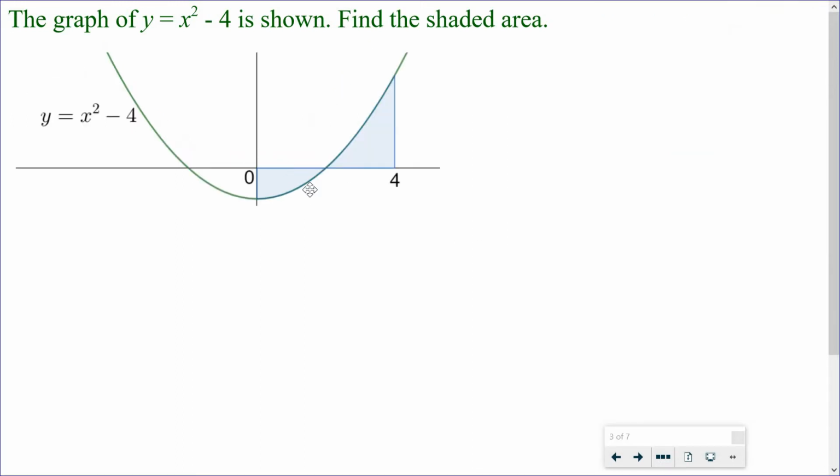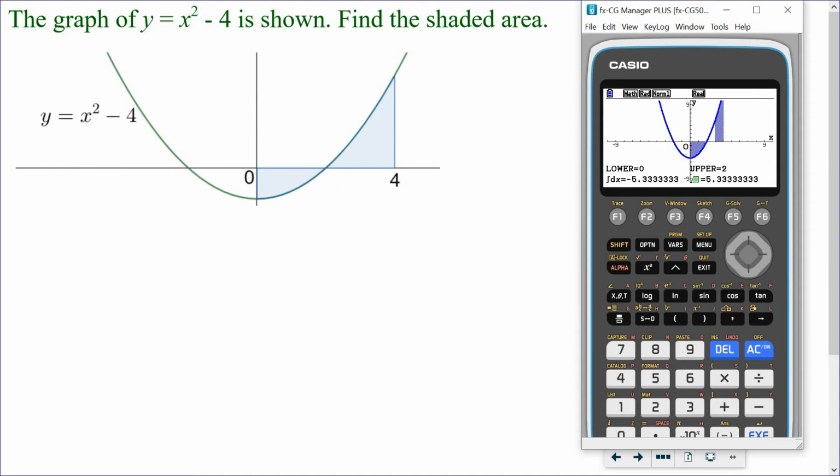So here we've got a bit of the graph lying below the x-axis and a bit of the graph lying above the x-axis. So we'd expect to normally integrate each of those parts separately. We get a negative part and a positive part. We ignore the negative sign, turn it positive, and add it on. So on your calculator, it does it all in one go.